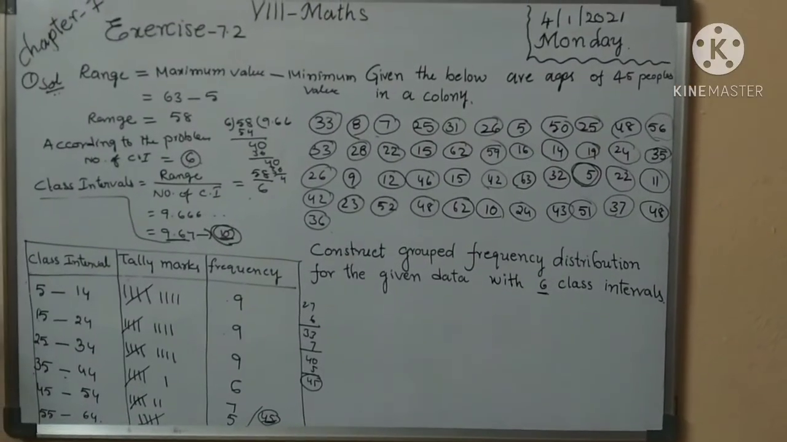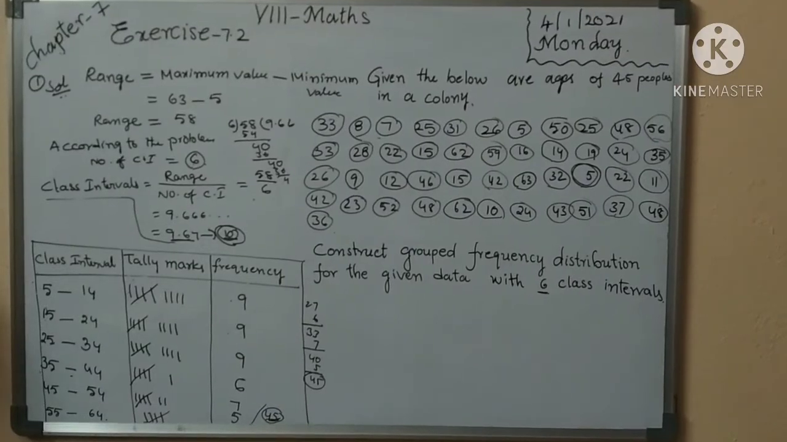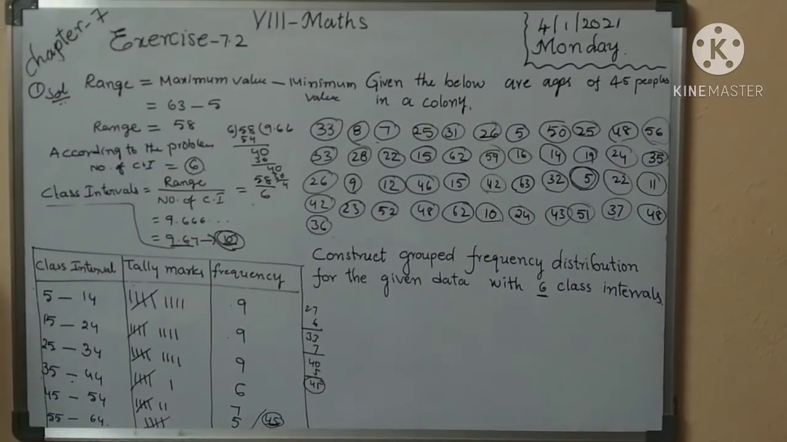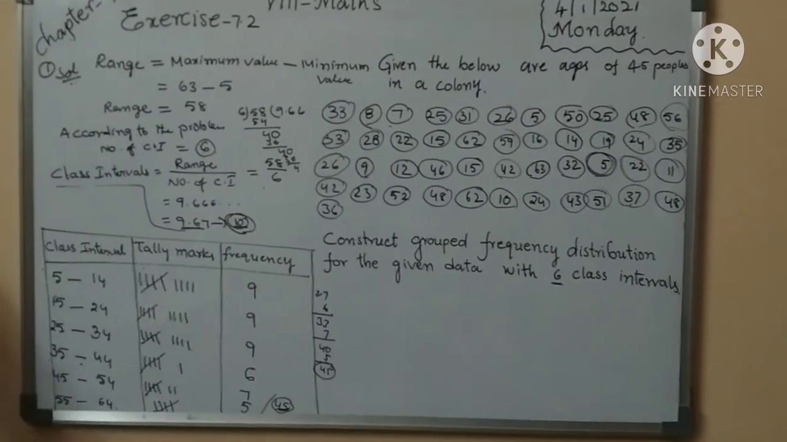Did you understand, children? This is the first problem, exercise 7.2. Okay. Next, second problem, do the homework. Second and fifth problem, do the homework. It is the second problem, do the homework children. So here I will explain once the second problem.